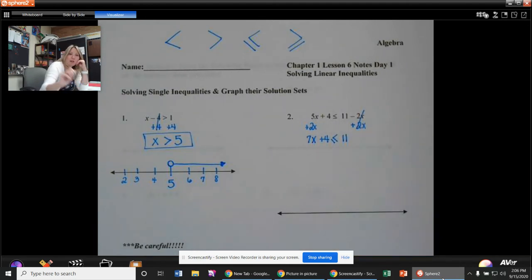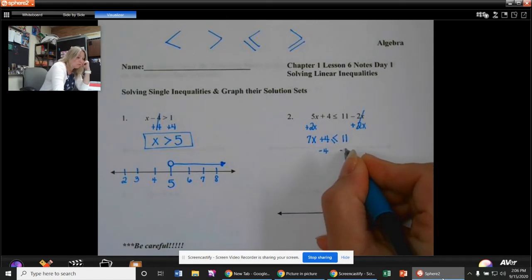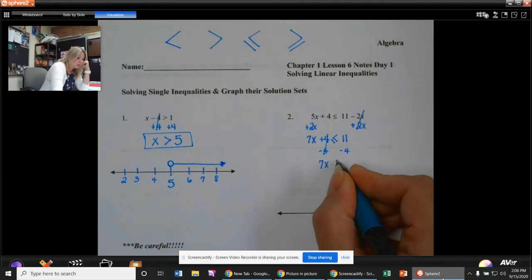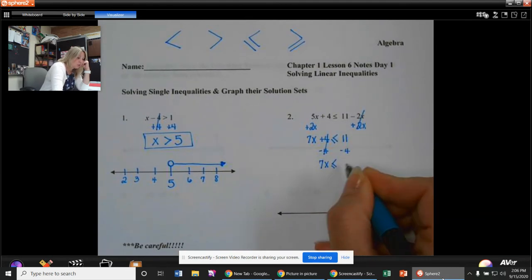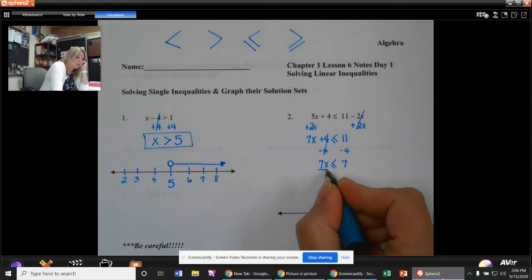Since my variable's on the left, my number's on the right. So the opposite of a positive 4 is a negative 4. I subtract 4 from both sides of the inequality sign. I'm left with 7x is less than or equal to 11 minus 4 is 7. Now, same thing goes here. The opposite of multiplying by 7 is dividing by 7. So I'm going to divide both sides by 7.